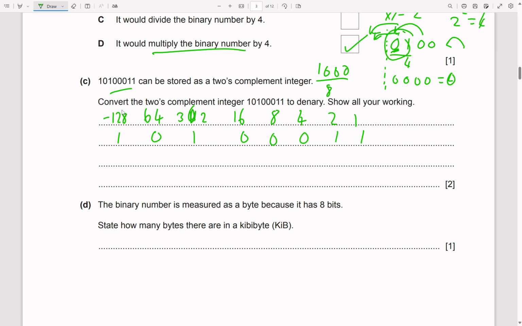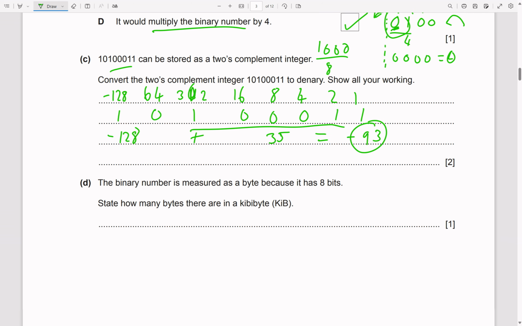Alright, so what we can do then is minus 128 plus 32, then plus 2 plus 1. So effectively this positive part is going to be 35. So then we've got minus 128 plus 35. And I guess that's going to be minus 93. Yeah, I think that should be my final answer. And of course, in the exam, I would say double check, make sure you've not made an arithmetic mistake.